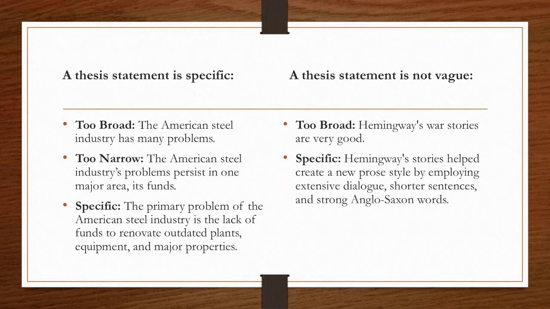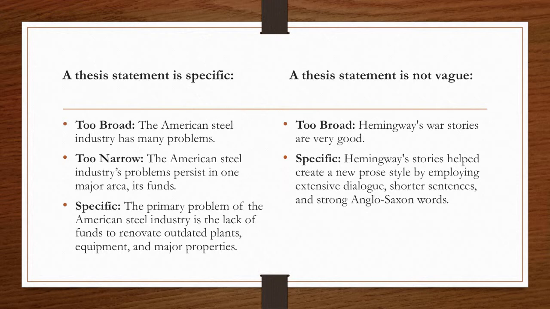So here's a specific one. The primary problem of the American steel industry is the lack of funds to renovate outdated plants, equipment, and major properties. So you see here, this is a thesis statement with points. The writer is going to talk about the lack of funds to renovate outdated plants, number 1. Number 2, equipment, and number 3, major properties. It's also talking about funds, but we've got an idea of exactly what kind of funds.